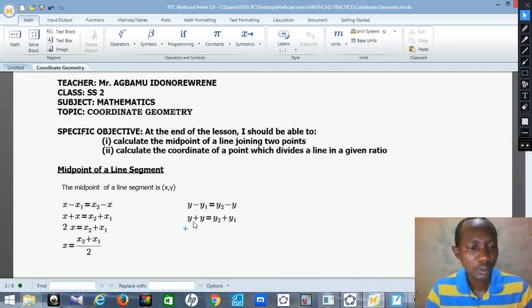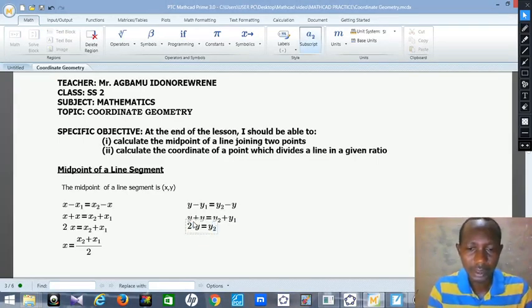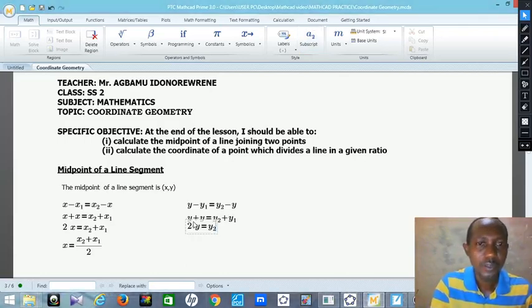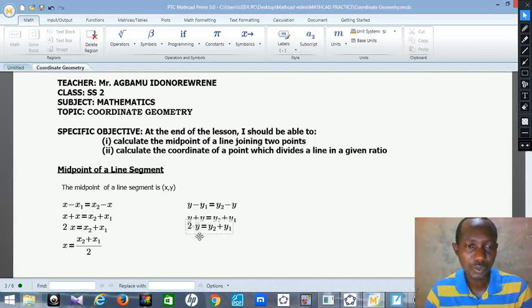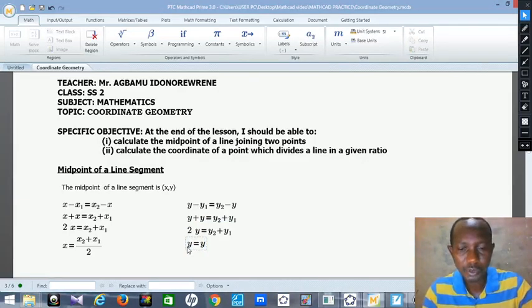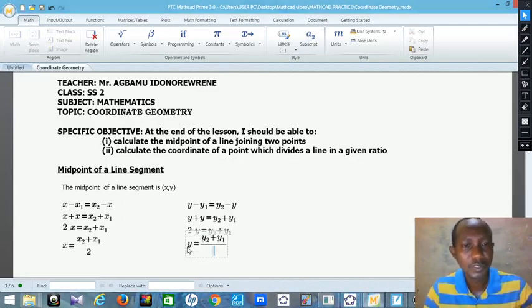Then y is like term, so you have 2y equals y2, they are not like terms, and y1. So you have your y2 plus y1. Then the next stage is to divide both sides by 2. That will give you your final result. So you divide both sides by 2, you are going to have y equals y2 plus y1, y2 plus y1 divided by 2.